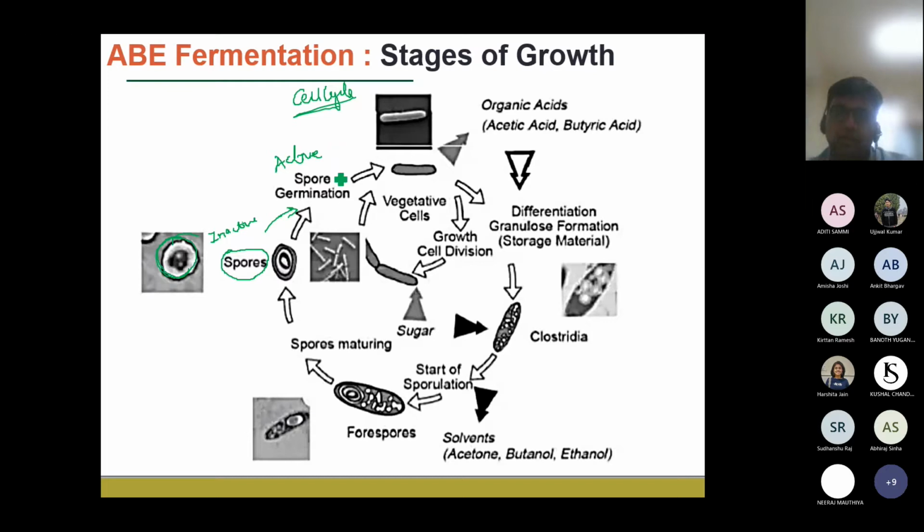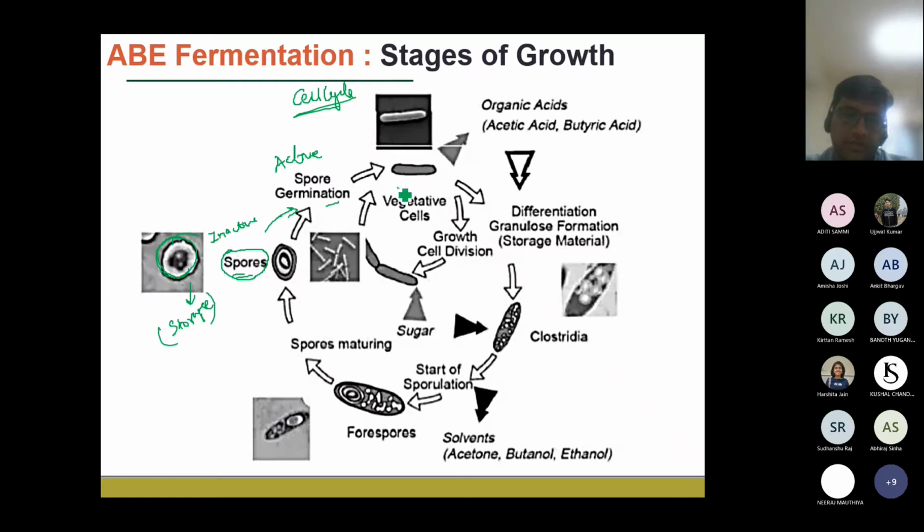Initially, when the spores are there, this formation of spores actually helps in the storage of this Clostridium species for a longer time period, because of the presence of this sporulated structure. During the spore stage, it creates an envelope around itself, and it protects itself from the environmental changes going on around it. Once the spores start to germinate, they start to produce the vegetative cells.